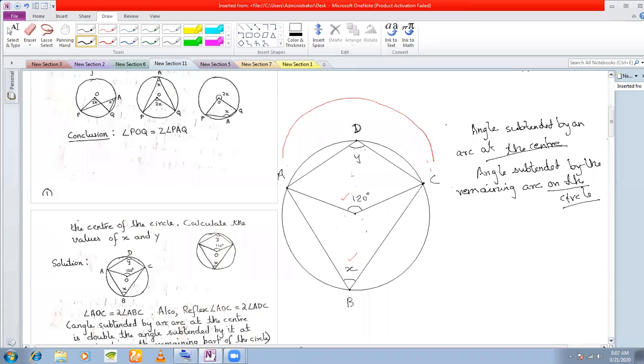Okay, so there are two parts to this question. The arc that I showed you, this arc AC, subtends 120 degree at the center. So I have taken care of this. Now, the angle subtended by the remaining part of the circle. What is the remaining part of the circle? Excluding this arc AC, what is the remaining arc? The remaining arc is this one, right? And what is the angle made by it on the remaining part of the circle? It is x, right?